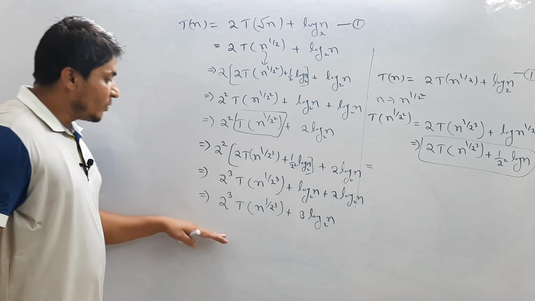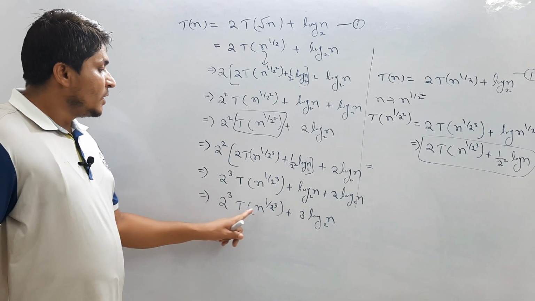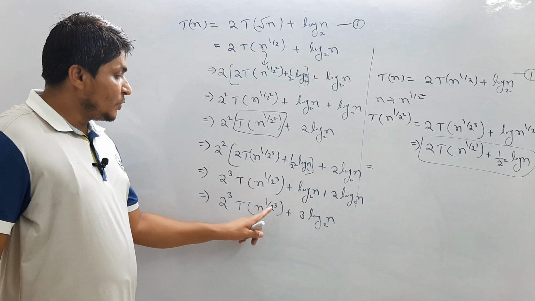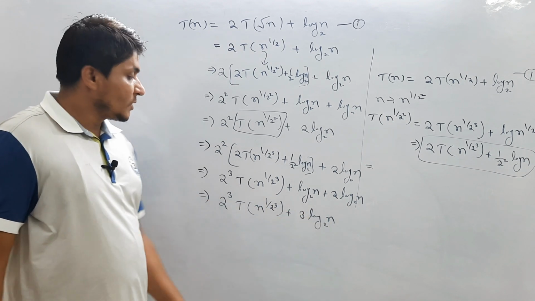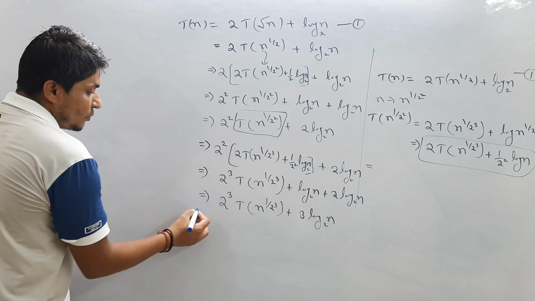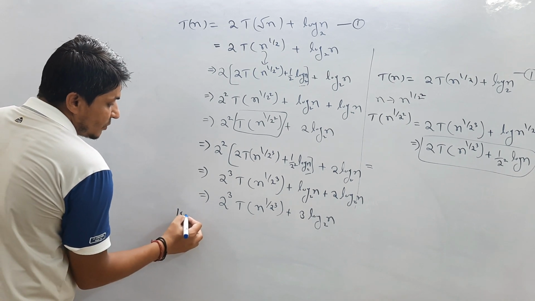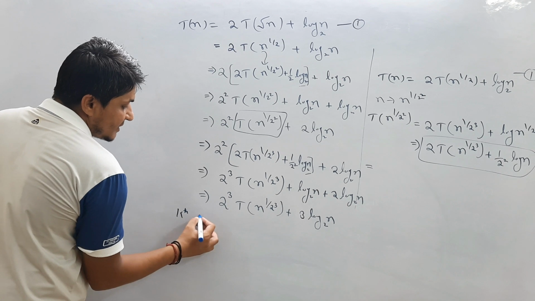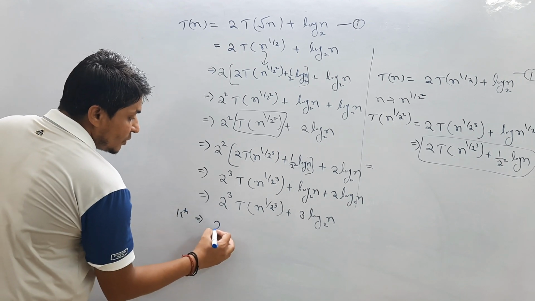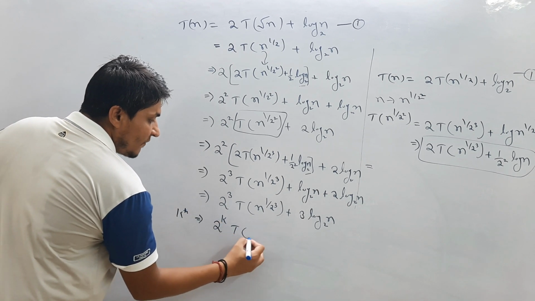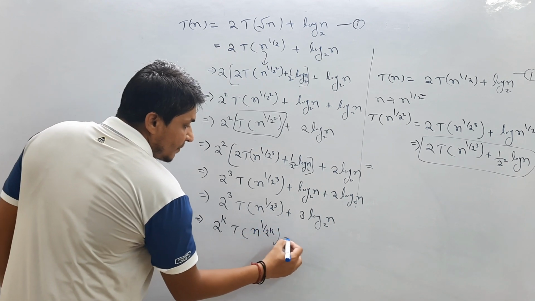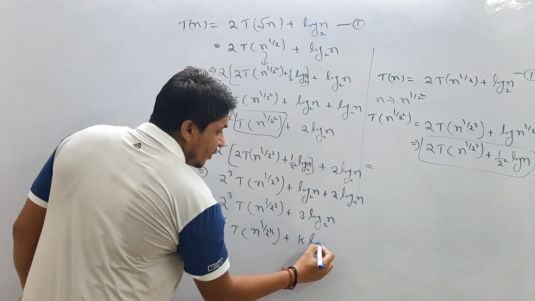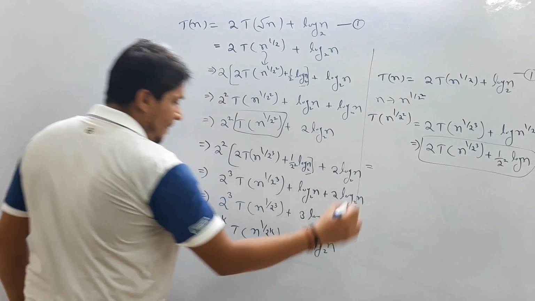If I substitute one more time, it is going to be 2 raised to power 4 T of n raised to power 1 upon 2 raised to power 4 and 4 log base 2 n. So now let us substitute up to the kth term. If I substitute up to the kth term, let us see what the series will be. It is going to be 2 raised to power k T of n raised to power 1 upon 2 raised to power k plus k into log base 2 n.